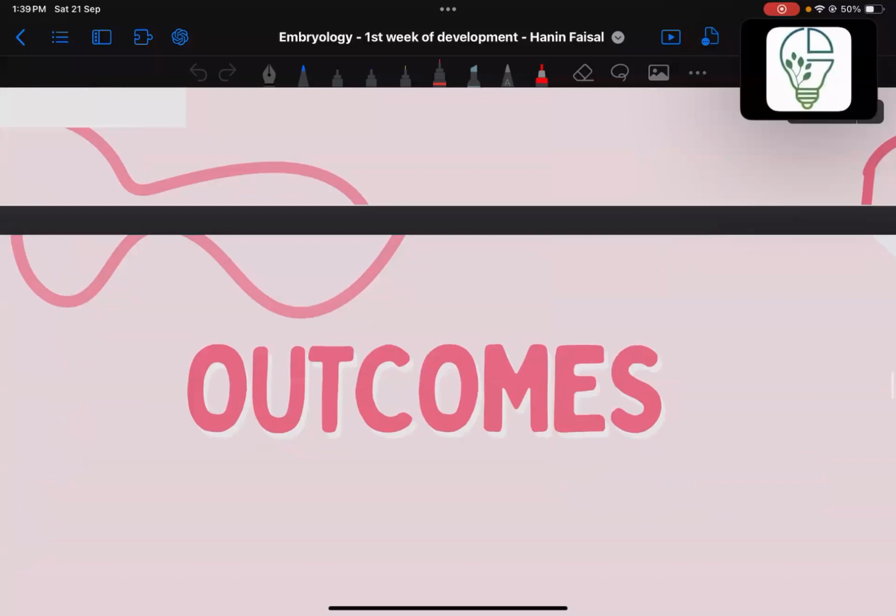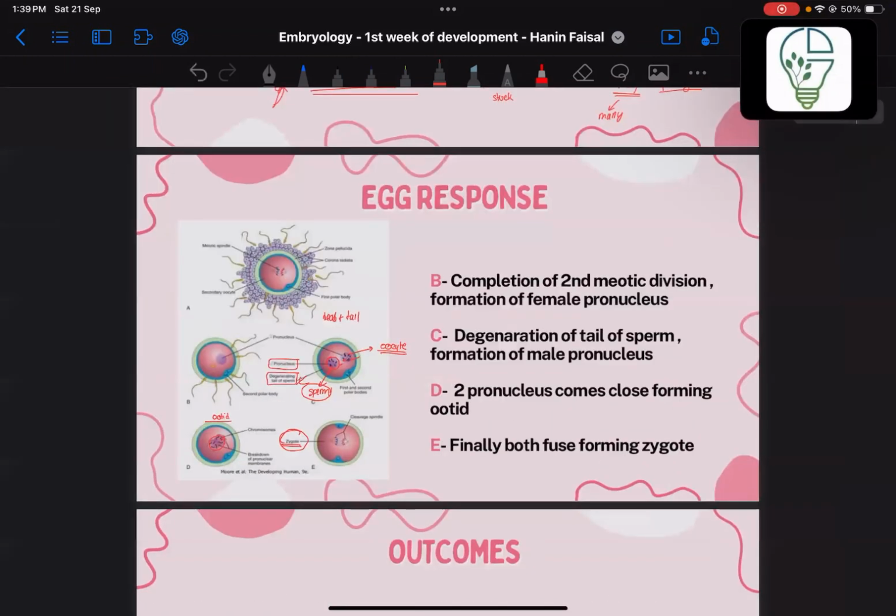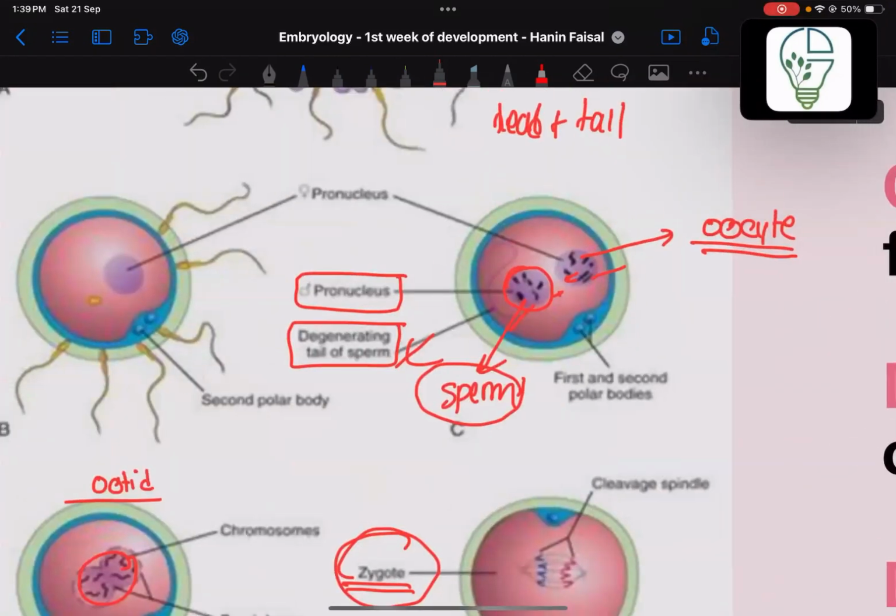Okay, why do you think fertilization is important? Like, what are the outcomes of the fertilization process? Okay, the formation of the zygote, other than the formation of the zygote. Okay, the chromosome number. Okay, let's explain the last part again.